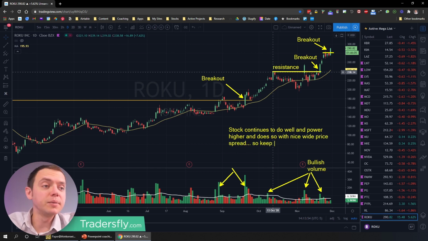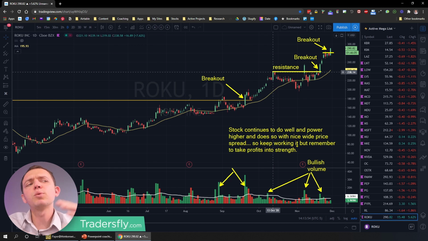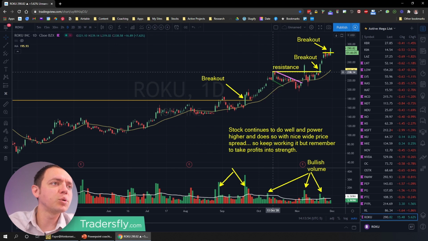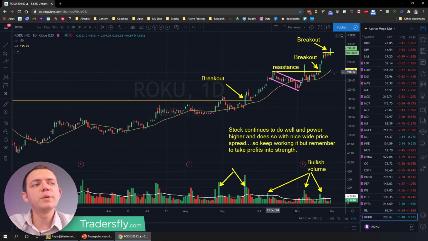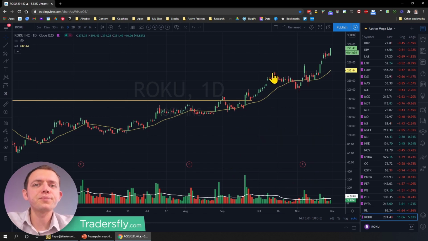So keep working it, but remember to take profits into strength. Sometimes once moves get too far ahead without a pullback, it worries me. This one has had a little bit of a pullback here and there, and it's had some digestion. This recent movement is probably not enough. So be a little more careful now, because it's starting to get a little more stretched. But other than that, it's been doing quite well.